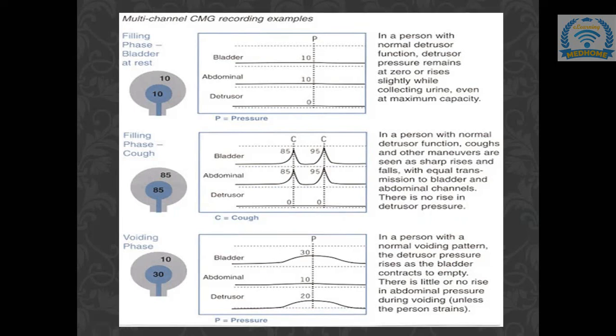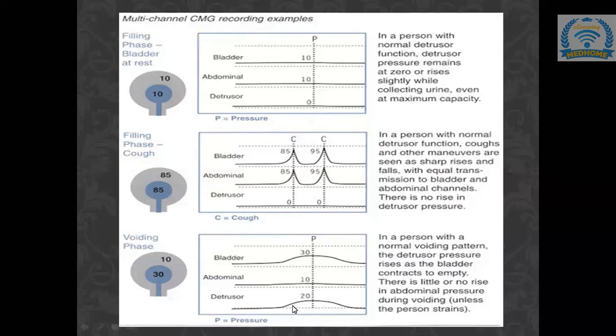The detrusor pressure only rises in the voiding phase, that we need to understand. Now, coming to the next phase, that is the voiding phase. In a person with normal voiding pattern, the detrusor pressure rises as the bladder contracts to empty. When the bladder gets the signals from the brain to contract, at that point, the bladder pressure will start to rise.